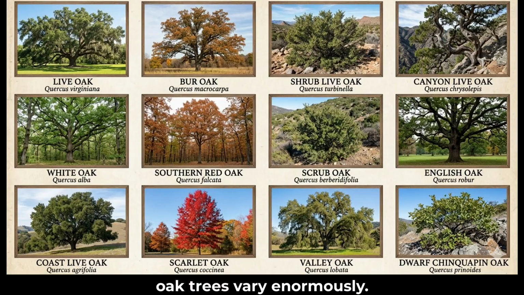Visually, oak trees vary enormously. Some are evergreen and stay green year-round, while others are deciduous and lose their leaves in winter. Some have massive, deeply lobed leaves, while others have small, leathery leaves with spiny edges. Bark can range from smooth and silver gray to thick, dark, and deeply furrowed. Growth forms vary too. Some oaks grow tall and upright, while others spread outward into broad canopies. Some species stay shrubby in harsh environments, but become massive trees under better conditions.